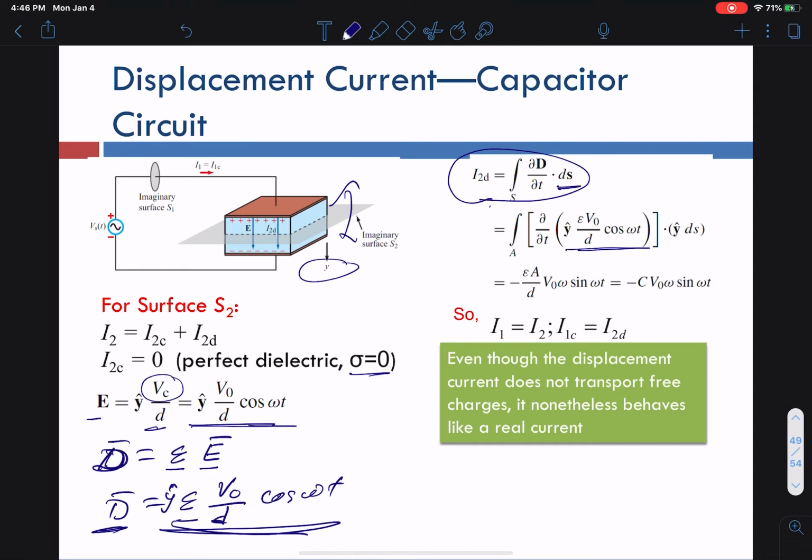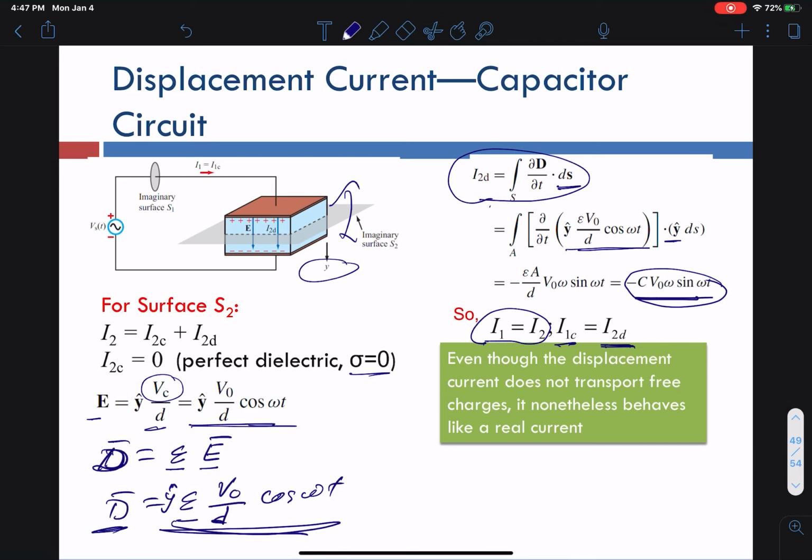dS is the differential area vector in the y direction, so y dot y will give you 1. Then you do the derivative and the integration, and you get this. This is the current going through the capacitor. It is your only displacement current, because the capacitor doesn't have any conduction current, since you're using an ideal dielectric. So IC1 is equal to I2D, and that's basically I1 equal to I2.